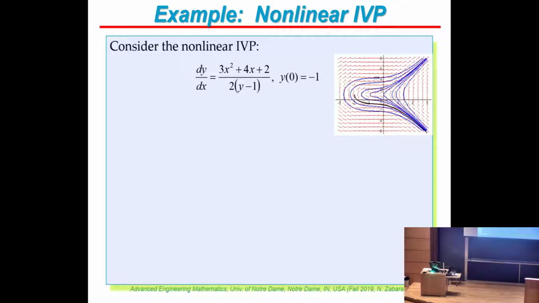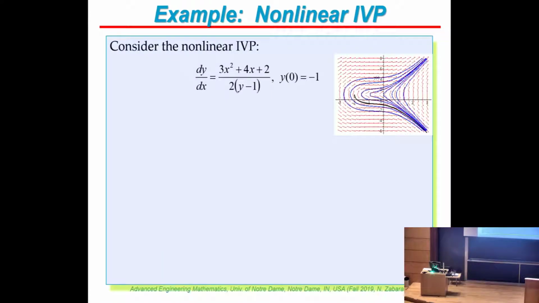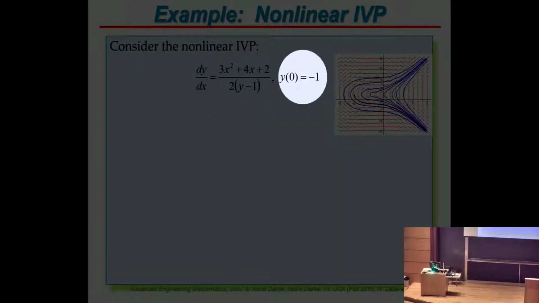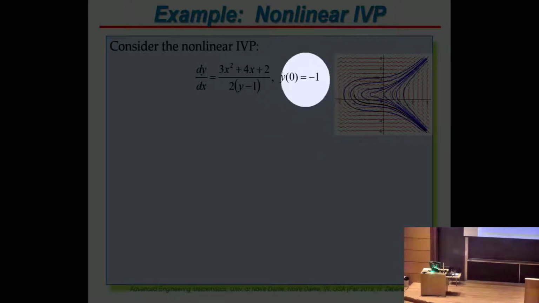Okay? So look at this equation. It's a nonlinear equation. What do we need to show to guarantee that this particular problem with this particular initial condition has a unique solution? We're going to have to prove that f and the derivative of f with respect to y are continuous in some interval of t and y around time 0 and around y of 0 equal to -1.